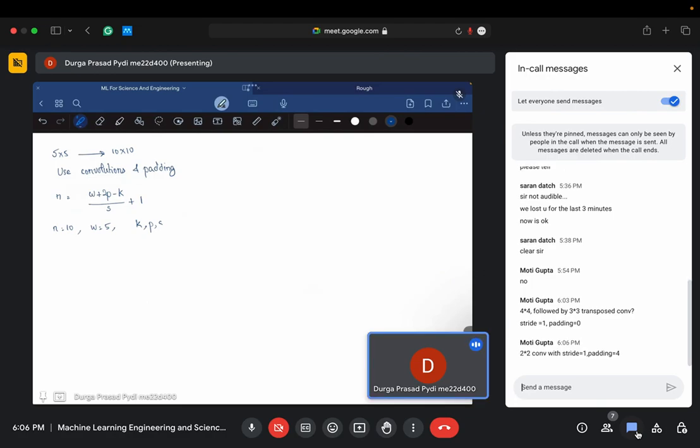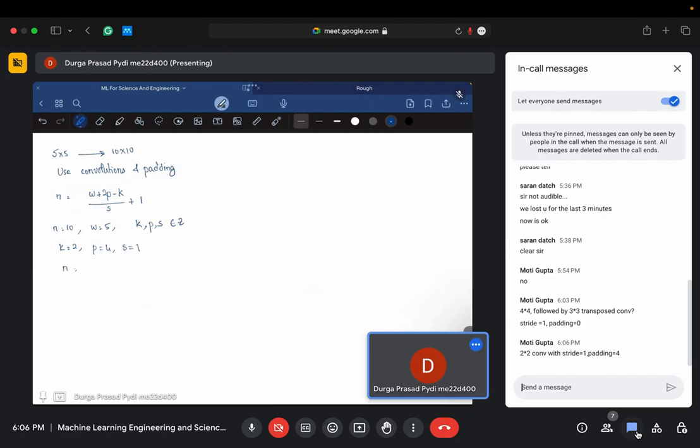You need to get integers. All of them have to be integers. Is there any solution that will give you that? Okay, 2 by 2 convolutions. Let's see what he has told: K equal to 2, padding as 4, stride as 1. So if we use this, does this satisfy the original one?